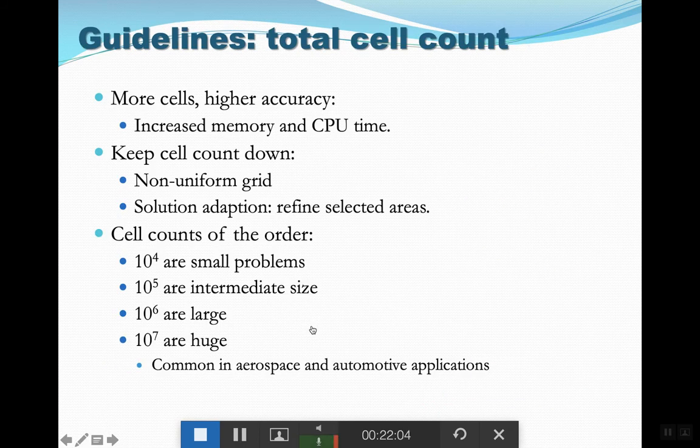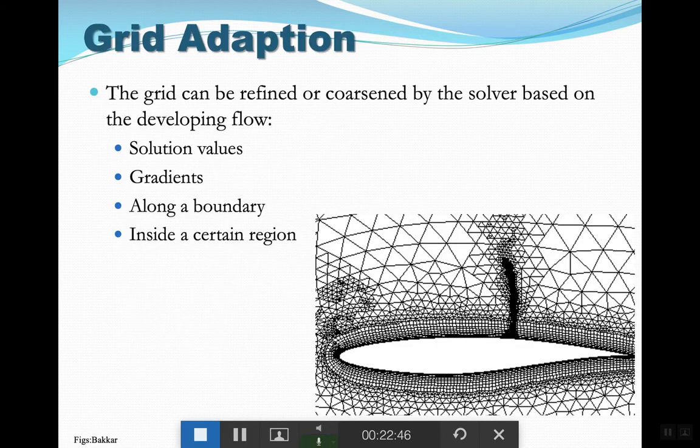So the other guideline is the total number of cells. Remember, keep the cell count down. Don't use more than the necessary number of cells. Okay, guys, have that in mind. Generally speaking, in CFD, 10,000 cells or more is generally considered a small problem, 100,000 or more intermediate, 1 million or more large, and 10 million or more are huge problems. These are all relative. They're not written in stone, but this is what is basically used in common CFD simulations.